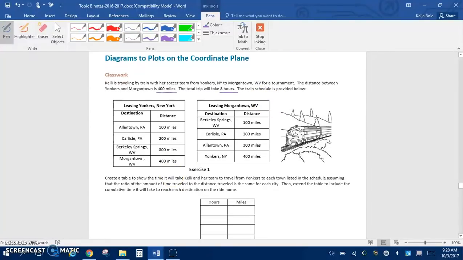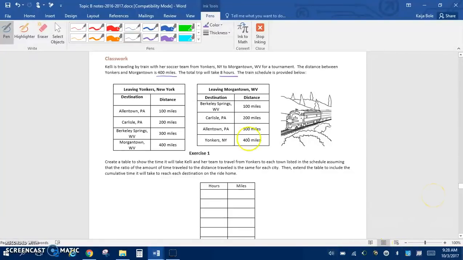Exercise 1 says to create a table to show the time it will take Kelly and her team to travel from Yonkers to each town listed in the schedule, assuming that the ratio of the amount of time traveled to the distance traveled is the same for each city. Then extend the table to include the cumulative time it will take to reach each destination on the ride home. So we know that they told us that it will take 8 hours to go 400 miles. So let's put that down first, just so we have it.